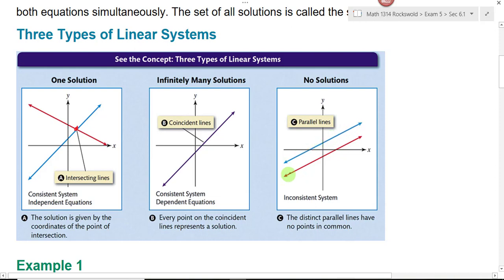Another thing that happens when you graph two lines is that the two lines could be parallel. If this were to happen, these lines would never intersect, and we would say that there's no solution to this system of equations, and we call that an inconsistent system.